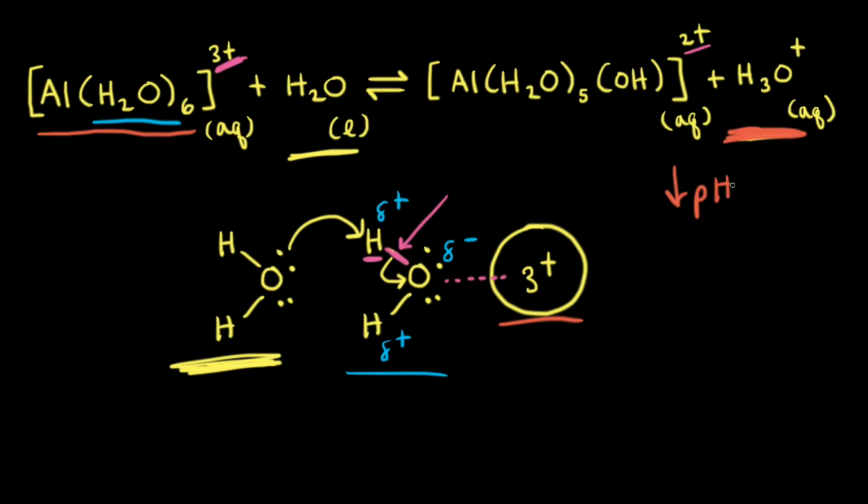Therefore, a hydrated metal ion can function as an acid. However, it's the strength of this interaction between the cation and the water molecules that determines if the hydrated metal ion will function as an acid or not.